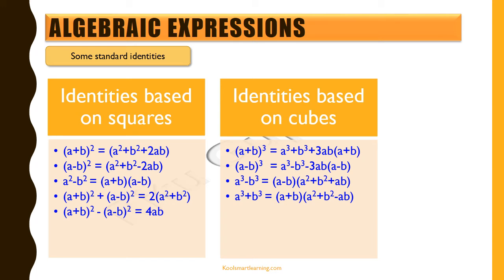And (a minus b) whole cube is equal to a cube minus b cube minus 3ab into (a minus b). a cube minus b cube is equal to (a minus b) into (a square plus b square plus ab). a cube plus b cube is equal to (a plus b) into (a square plus b square minus ab). So again, these are some of the identities, and there are some more standard identities that we'll do in the higher classes. So we need to remember these identities.